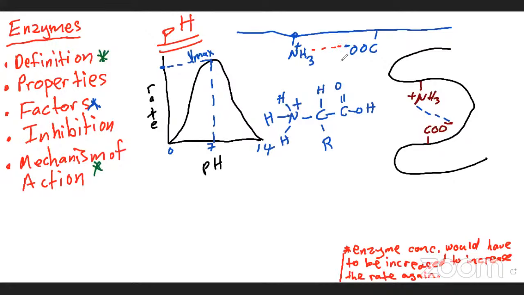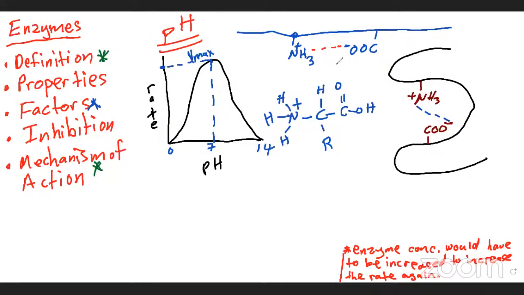So you have just changed something about the enzyme because these two were not bonding before. Now that they are bonding, the shape is going to change. You understand? Once you adjust the pH, these groups will be adjusted. And once they adjust, the bonding is going to change. And so the shape of your protein is going to change with the enzyme.